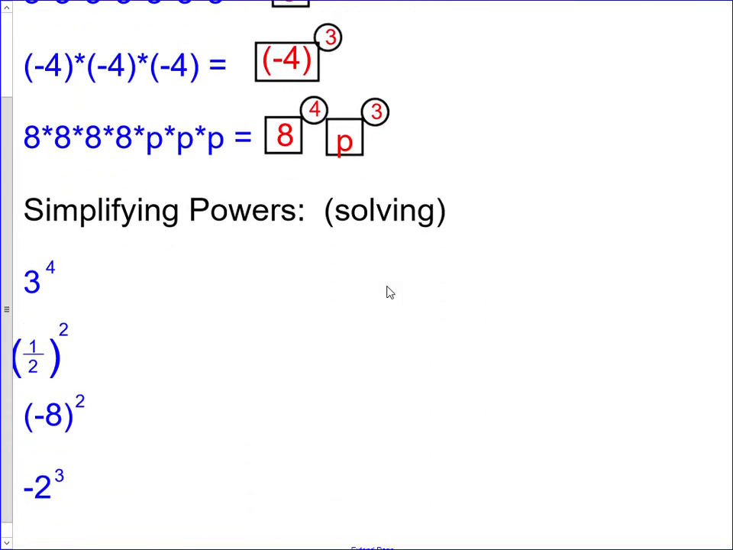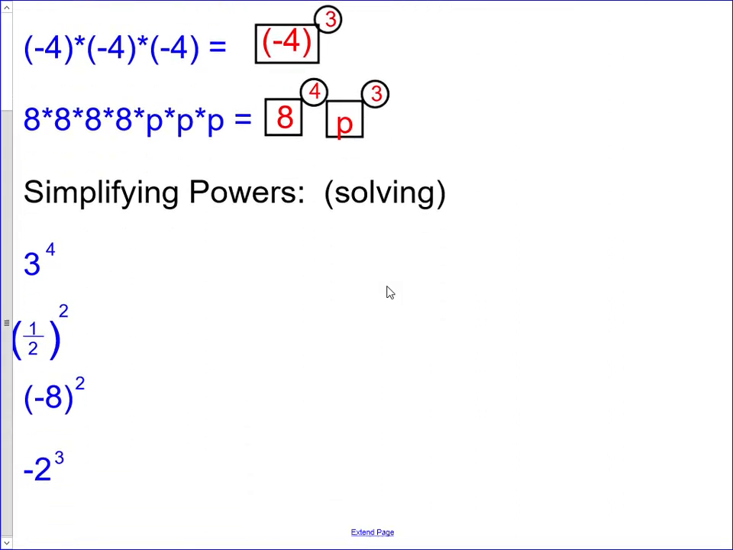The other thing we're going to be doing today is simplifying powers, or just solving. So here we have 3 to the 4th power, and this is in exponential form. The first thing we want to do is write it in expanded form. So that means 3 times 3 times 3 times 3. The next thing we want to do is to go ahead and multiply this. When we do, we end up with the number 81. So 3 to the 4th power is equivalent to 81.